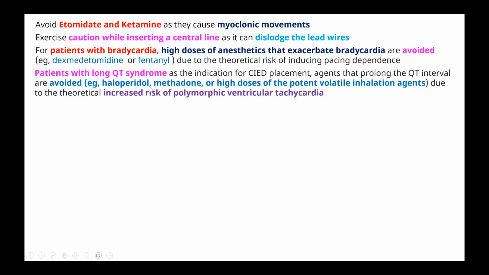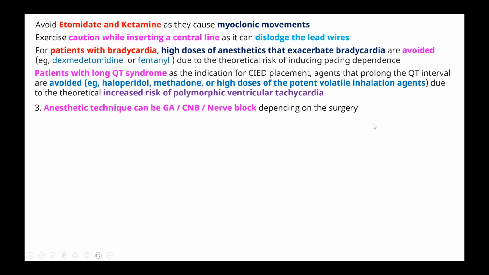And in patients with long QT syndrome, drugs which prolong the QT, like haloperidol, methadone, and high dose potent volatile inhalation agents, can all lead to what is called polymorphic ventricular tachycardia. So avoid these drugs in that. Now coming to the anesthetic technique, it can be GA, central neuraxial blockade or nerve block, depending upon the surgery.